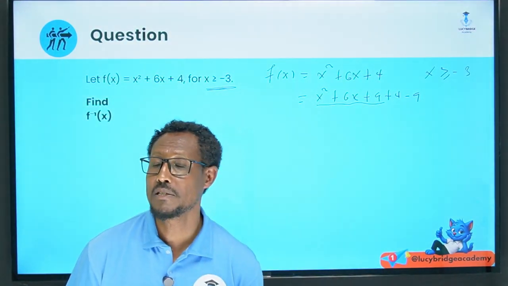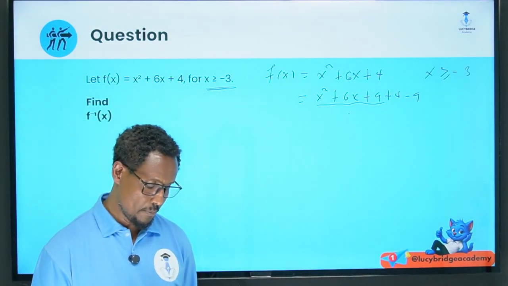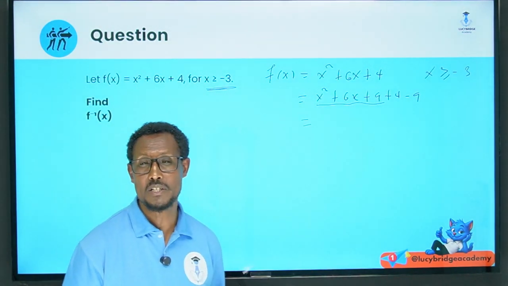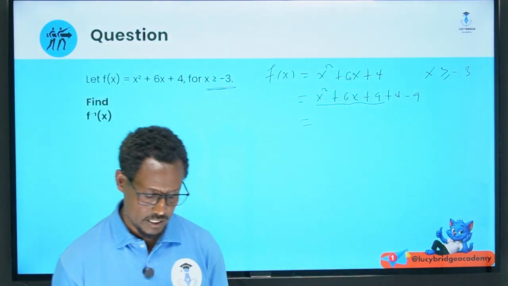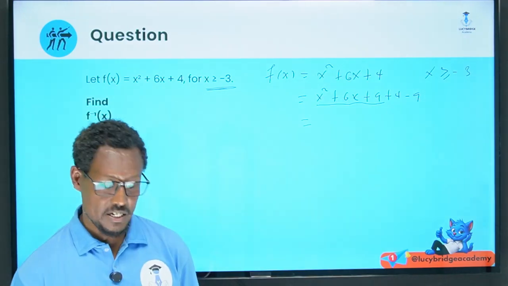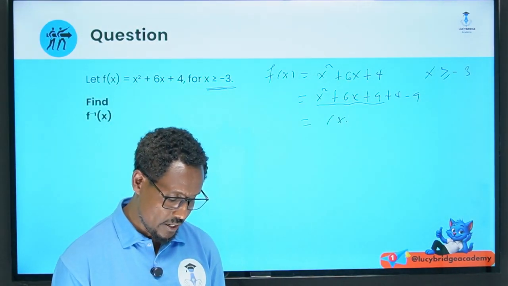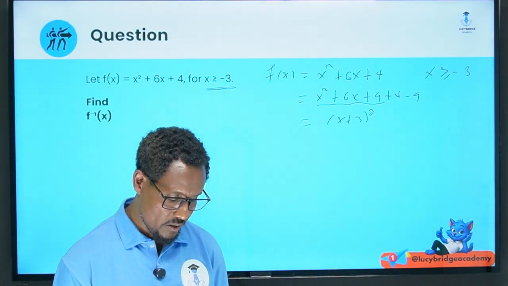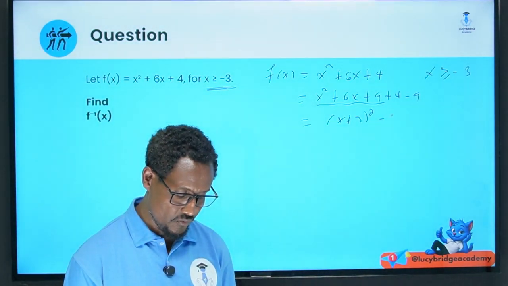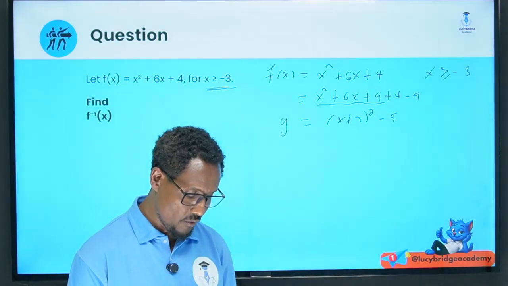Adding 9 to x squared plus 6x makes it perfect. Then 4 minus 9: the sum of two numbers is 6 and the product is 9, which means 3 and 3. So the factor is x plus 3, and it becomes x plus 3 the whole square, plus 4 minus 9, which is -5. Make it y for f of x.